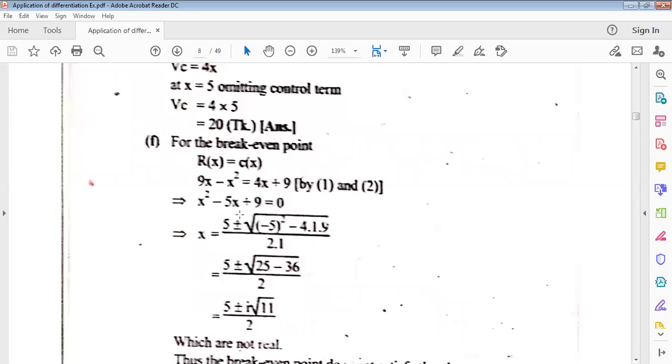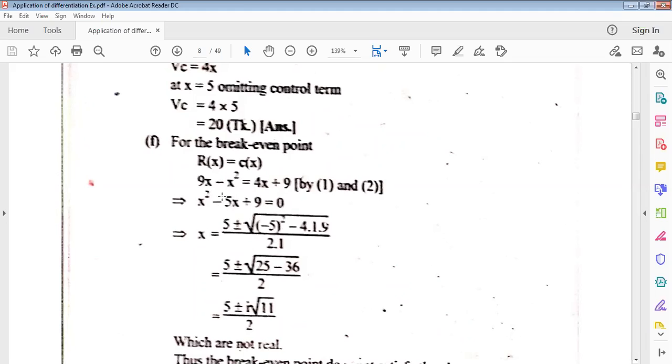ax square plus bx plus c types quadratic equation. By solving the quadratic equation, we know x equals to minus b plus minus square root b square minus 4ac divided by twice a. A, B, C what? A is the coefficient of x square, b is the coefficient of x, and c is the constant term. Just putting the value of this, x equals to minus b.